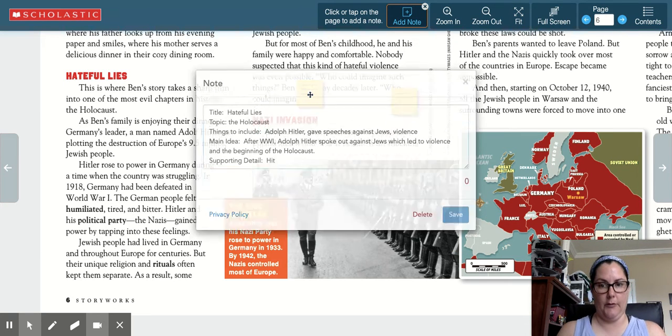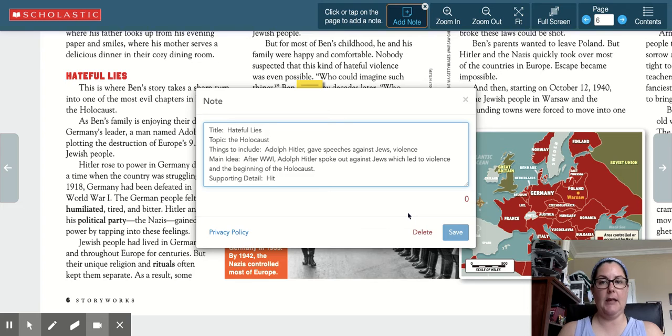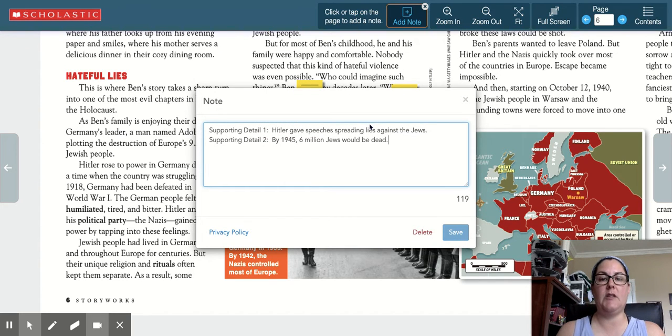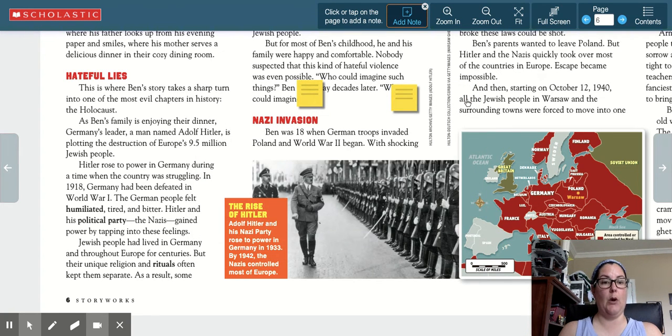So I'm going to go to the first box. I came up with the title of my heading, the topic, and some keywords I wanted to include. And I came up with my main idea. After World War I, Adolf Hitler spoke out against Jews, which led to violence in the beginning of the Holocaust. Then I went to my supporting detail. First one, Hitler gave speeches spreading lies against the Jews. Second one was by 1945, 6 million Jews would be dead. So those are 2 examples of how I'm going to support my main idea.